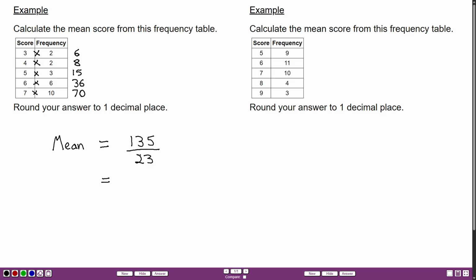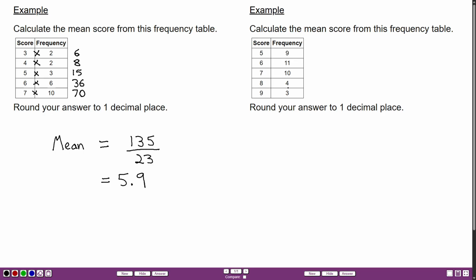135 divided by 23. And when you do that on your calculator, it says, to 1 decimal place, on the calculator it comes out to be 5.869. So to 1 decimal place, it's going to be 5.9 points. So on average, the mean average score is 5.9 points.